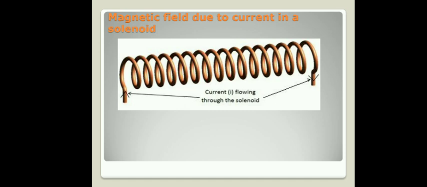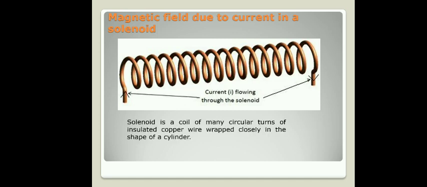Children, first let's discuss what is a solenoid. Can you see a figure on the screen? So this is a solenoid. Take a copper wire and just wound it in the form of a coil like this. It forms a solenoid and its length will be always greater than the diameter of the coil. So how will you define a solenoid? Solenoid is a coil of many circular turns of insulated copper wire wrapped closely in the shape of a cylinder.